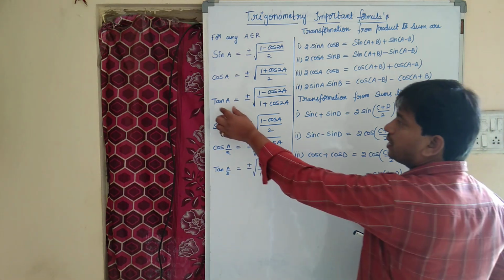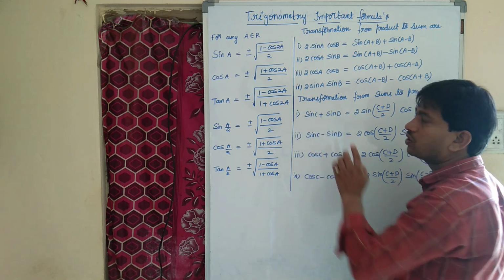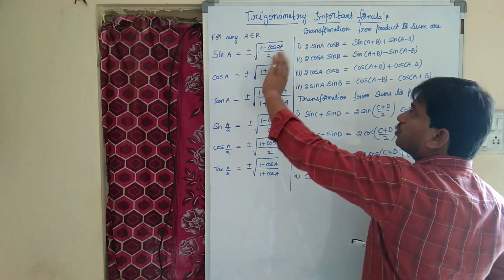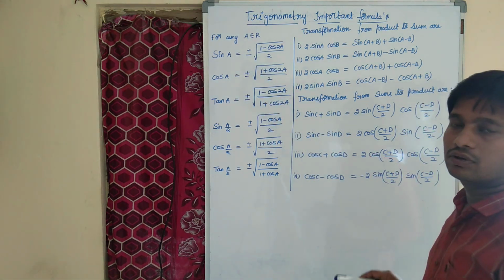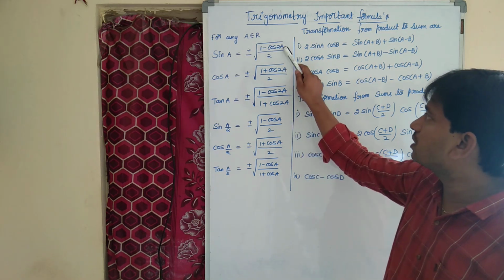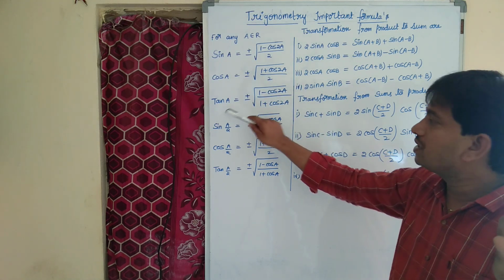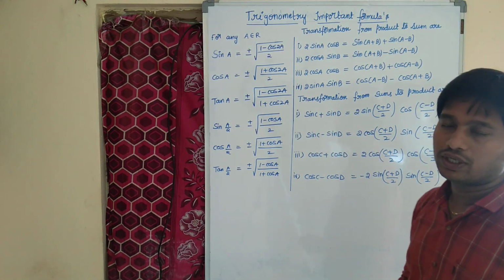Next, coming to tan A equal to plus or minus root over (1 minus cos 2A) by (1 plus cos 2A), because in sin A by cos A, the 2 gets cancelled. So these are the formulas of sin A, cos A, tan A. Sin squared A is (1 minus cos 2A) by 2. Cos squared A is (1 plus cos 2A) by 2. Tan squared A is (1 minus cos 2A) by (1 plus cos 2A).